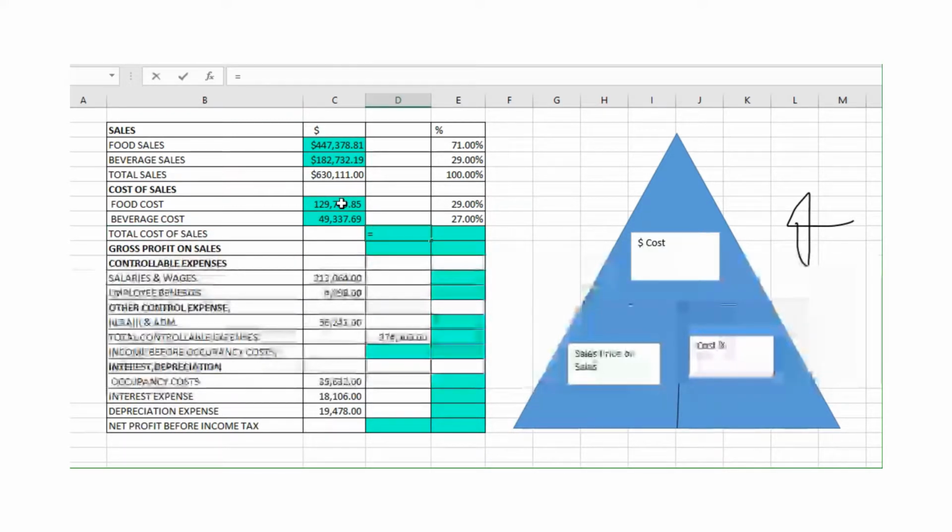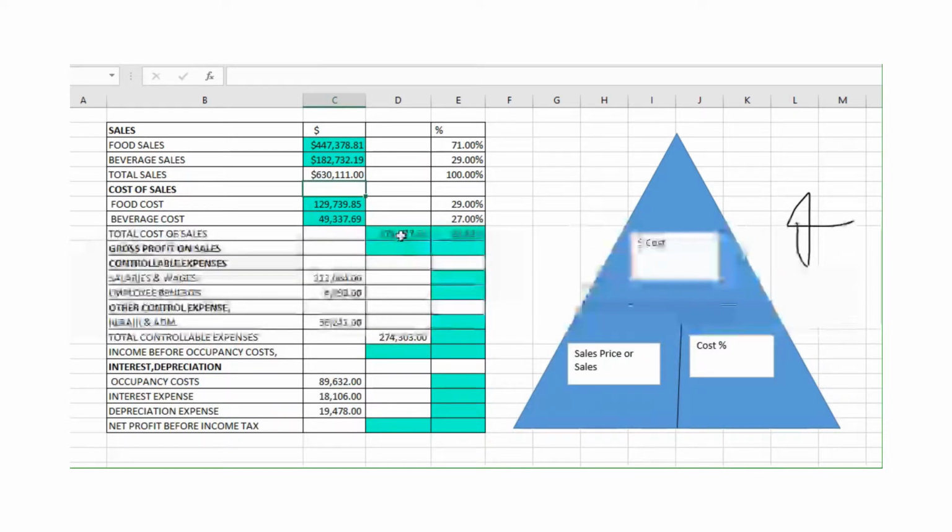So we take our dollar food cost and our beverage cost, and we add them together to get a total cost of sales of $179,077.55. We can also express this as a percentage of sales. So we would take the dollar cost and divide it by total sales. This is where we have to pay attention: for our food cost and our beverage cost, when we're calculating the percentage, we're dividing by our food sales and beverage sales, not total sales.